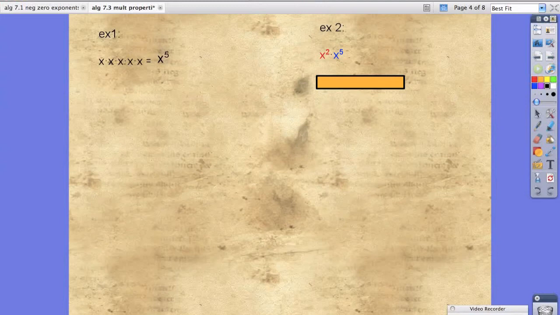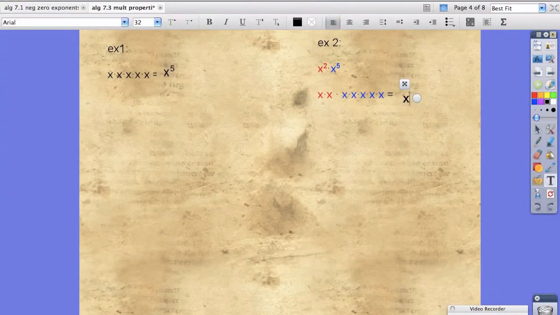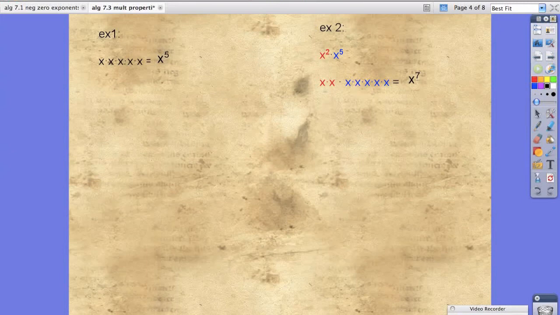For example 2, we've simplified it a little bit more. We have x squared times x to the 5th power. Notice x squared is in red and x to the 5th is in blue. So when I expand it, x squared is x times x in red, and x to the 5th is x times x times x times x times x in blue. So if we have x to the 2nd times x to the 5th, that's really just x to the 7th power. So whether you expand it or write it out or simplify it like we did above, it's still going to yield the same answer.